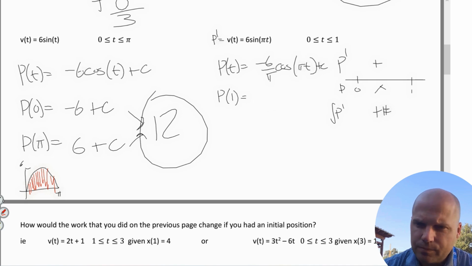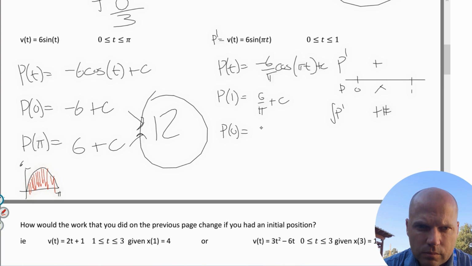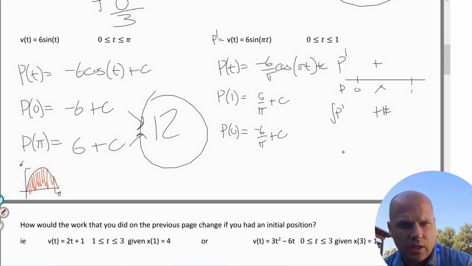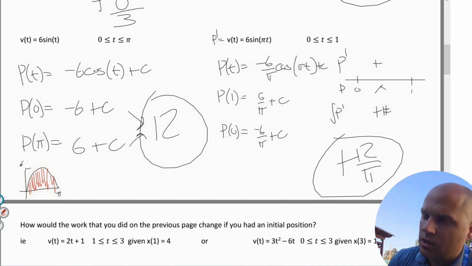If I plug in 1, I get positive 6 over pi plus c. If I plug in 0, I get negative 6 over pi plus c. If I go from negative 6 over pi plus c to positive 6 over pi plus c, I've increased 12 over pi. I don't need the plus c's because they're the same number.